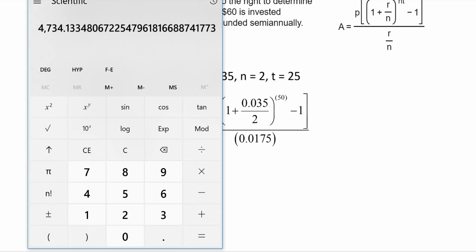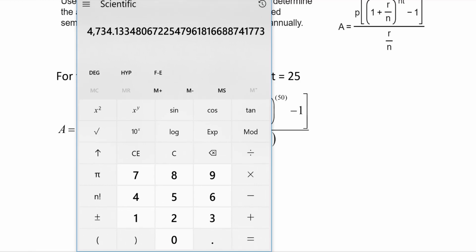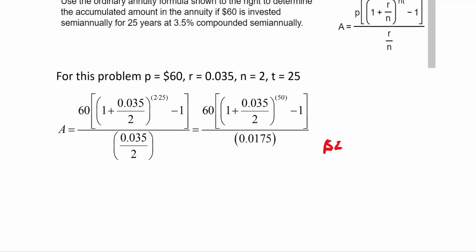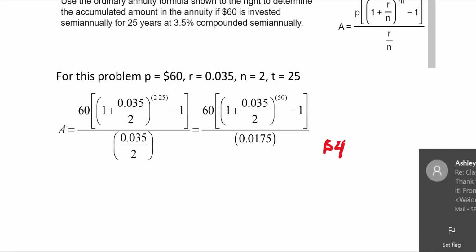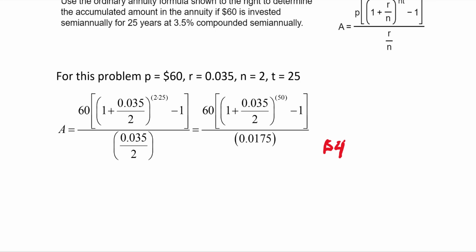And so the amount that we would accumulate is $4,734.13.